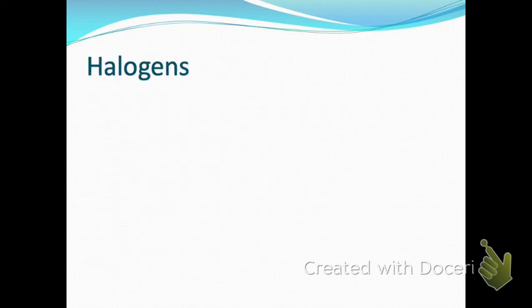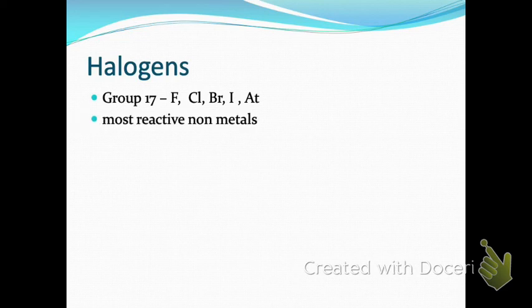All right, we're going to skip over now to group 17. We're going to kind of skip those group 3, 4, 5, and 6. They're fine, but they don't do anything really special, okay? Group 17 contains elements like fluorine, chlorine, bromine, iodine, and astatine. They are the most reactive group of non-metals, okay?